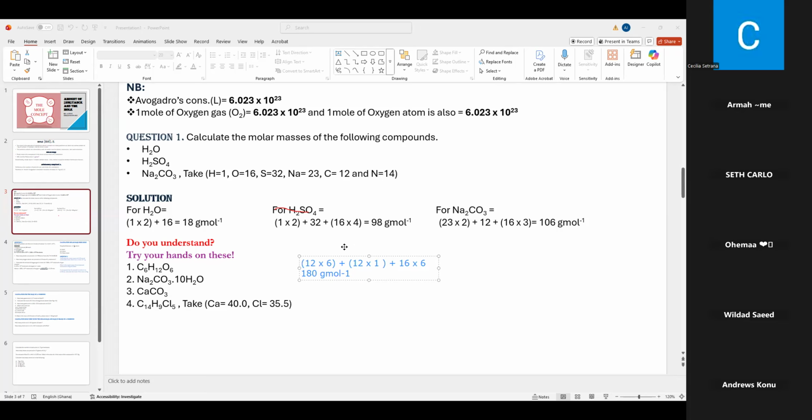Okay, now let's try our hands on the second question. The second question is sodium carbonate decahydrate. So let's try our hands on it. I know this one might look a little bit tricky, but let's try our hands on it. When we finish, I'll help you out if you are finding difficulty with it.